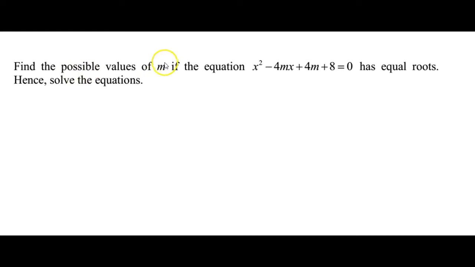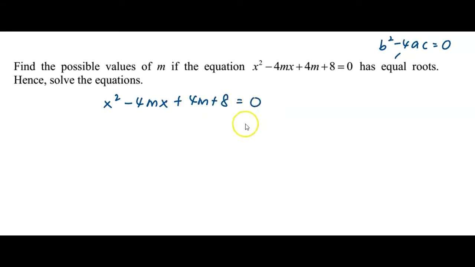Here we may have more than one answer of m, and then it gives us the information that this quadratic equation has equal roots, which means that the discriminant equals 0. b squared minus 4ac equals 0. So from the quadratic equation, we need to extract the values of a, b, and c by comparing it with the general form of the quadratic equation, that is ax squared plus bx plus c. All right. Compare these two.